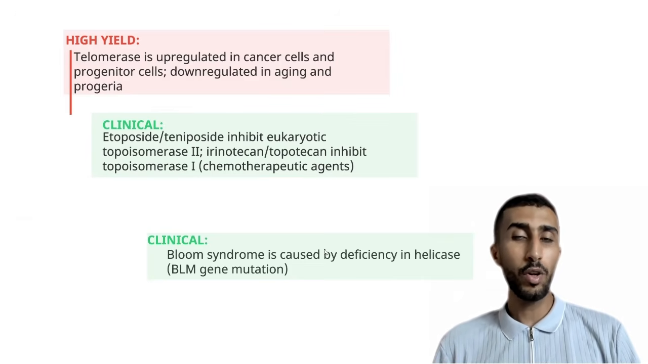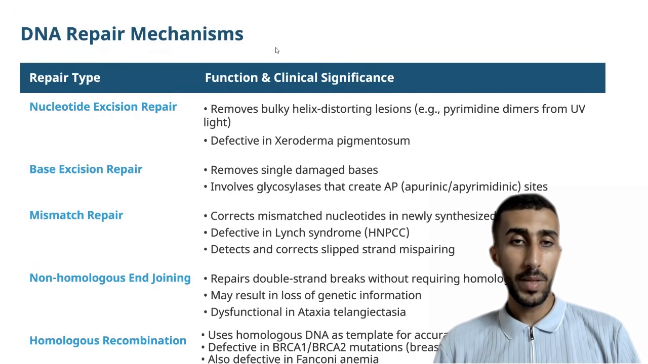Next is Bloom syndrome. Bloom syndrome is caused by a deficiency in a helicase. So the helicase is also an important enzyme. If we have a deficiency in it, we have a condition called Bloom syndrome, which has a BLM gene mutation. The DNA repair mechanisms.